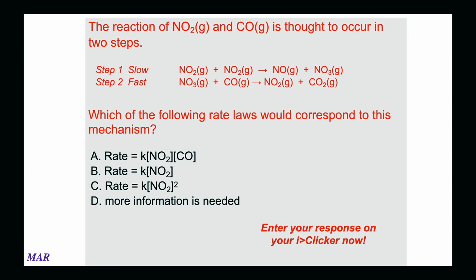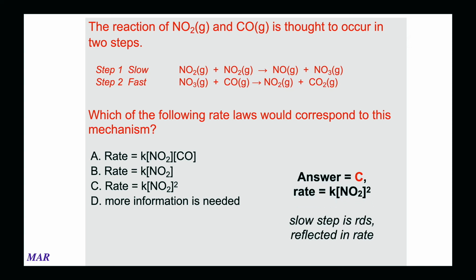So if there's two NOs, you could write this as rate equals K times NO2 times NO2, or if you combine the two NO2s together, rate equals K times NO2 squared. NO2 would be a second order reactant here. And notice here that CO didn't appear until the fast step. So CO would be considered a zero order reactant. Step one, again, is considered the RDS, the rate determining step. The slow step is what determines how fast a reaction goes. A reaction is no faster than the slowest step.